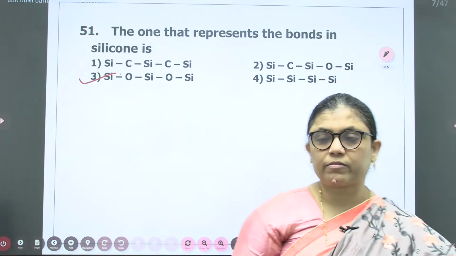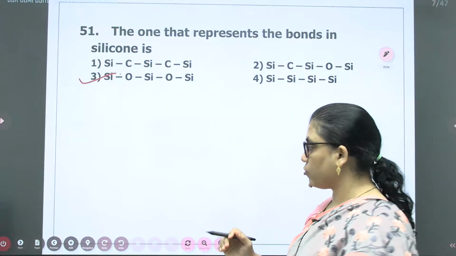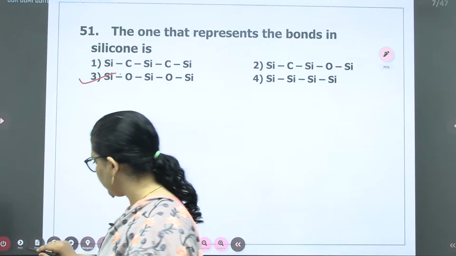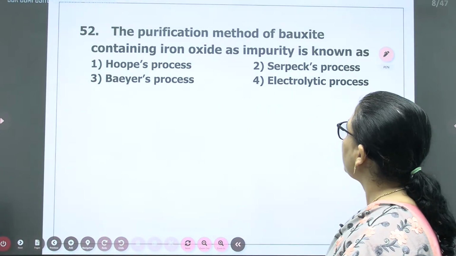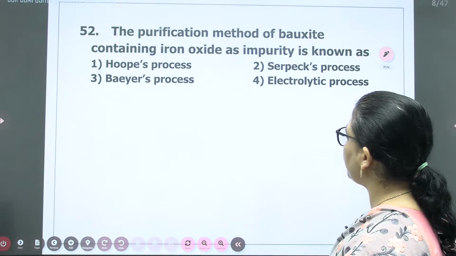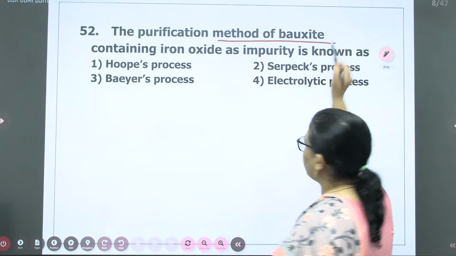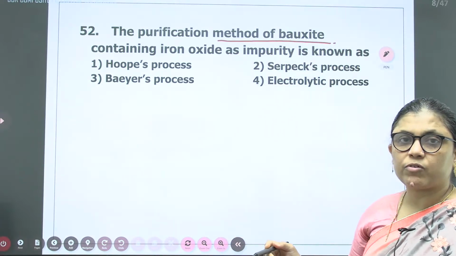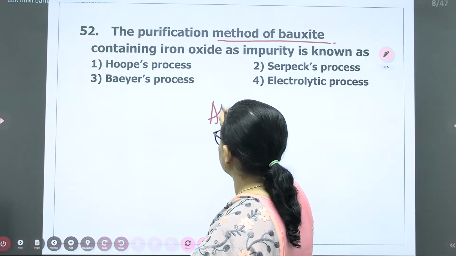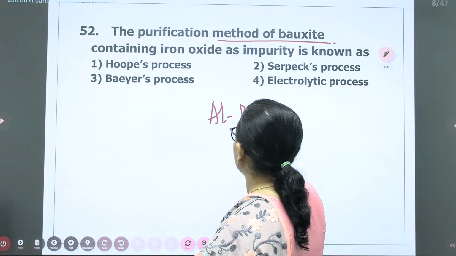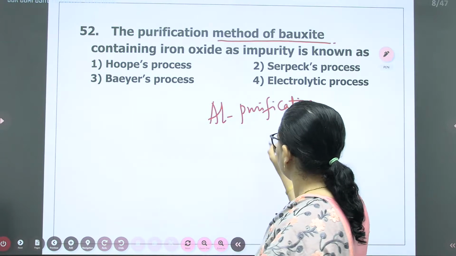Correct answer is the third answer. Silicon, the carbon family, is one of the important parts which we need to concentrate on maximum for the exam. Next one: the purification method for which? Purification method of bauxite. Bauxite is used for the purification of aluminium.